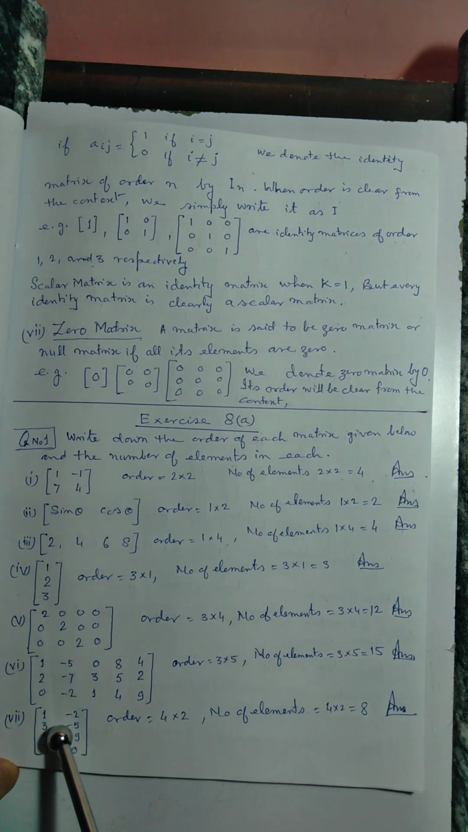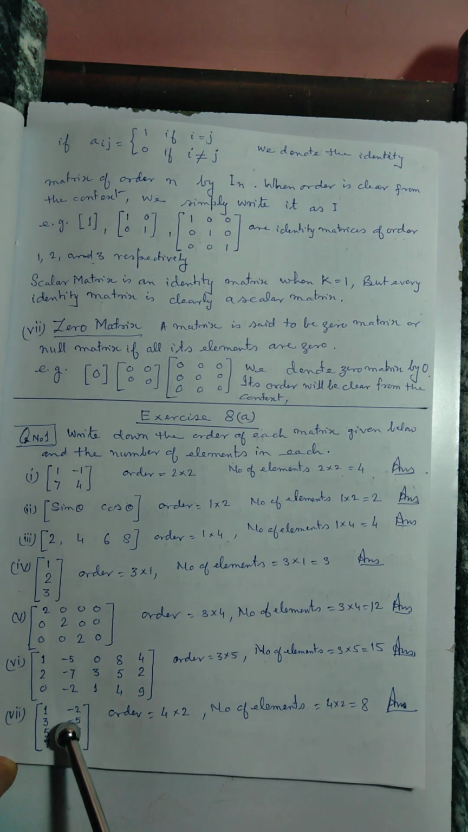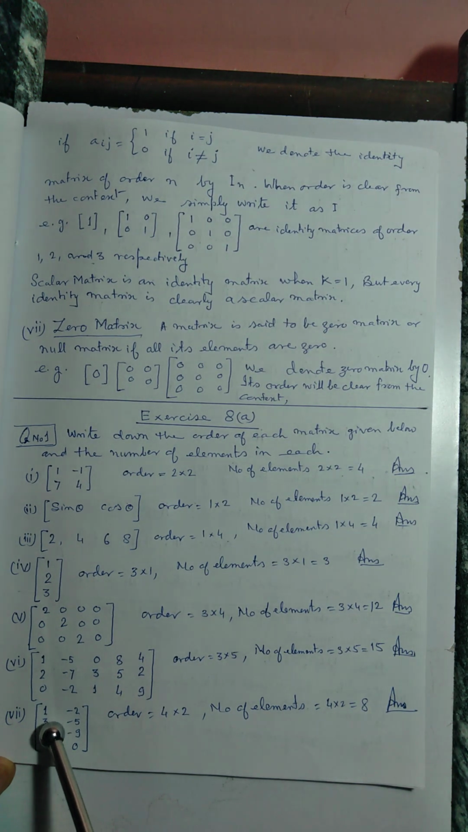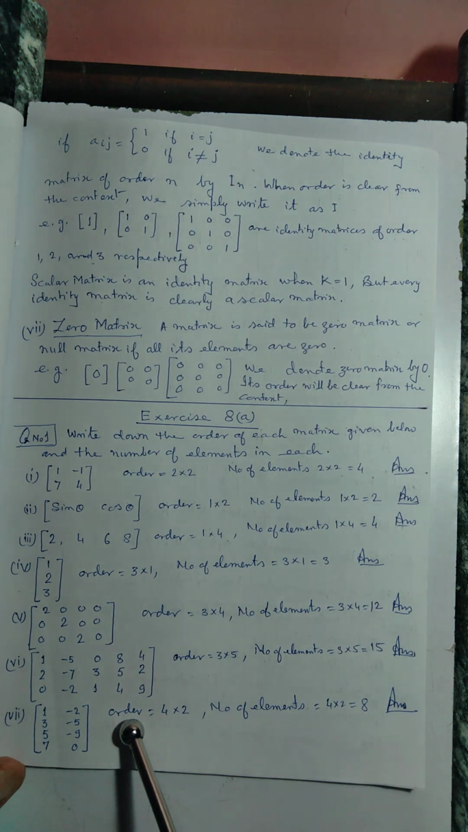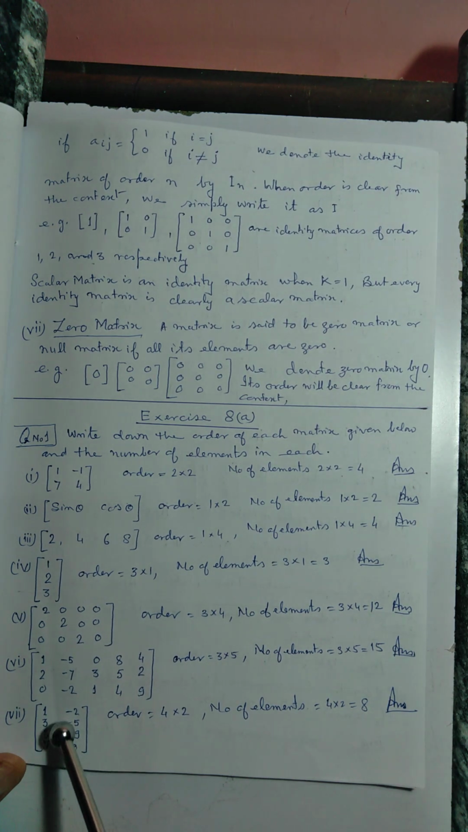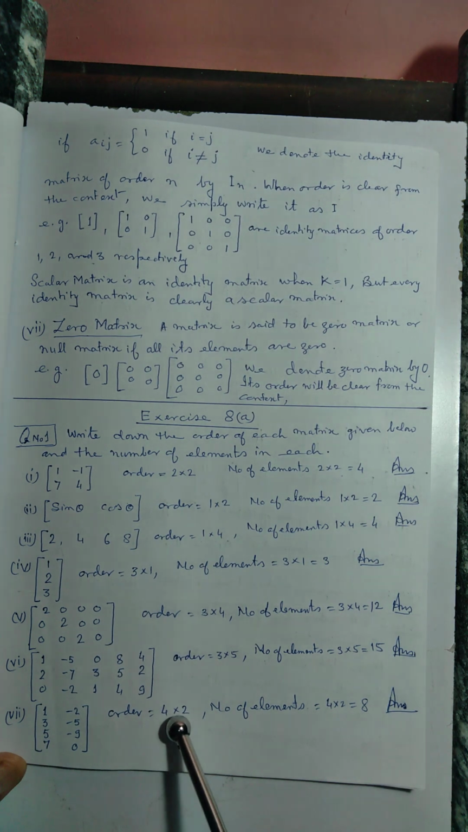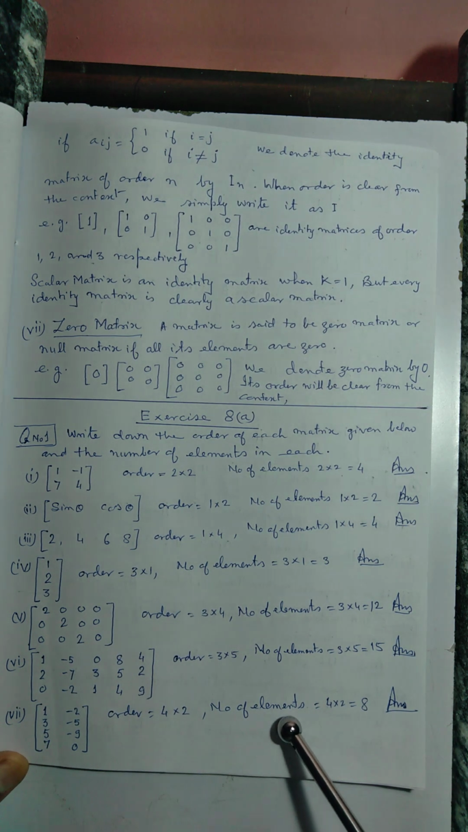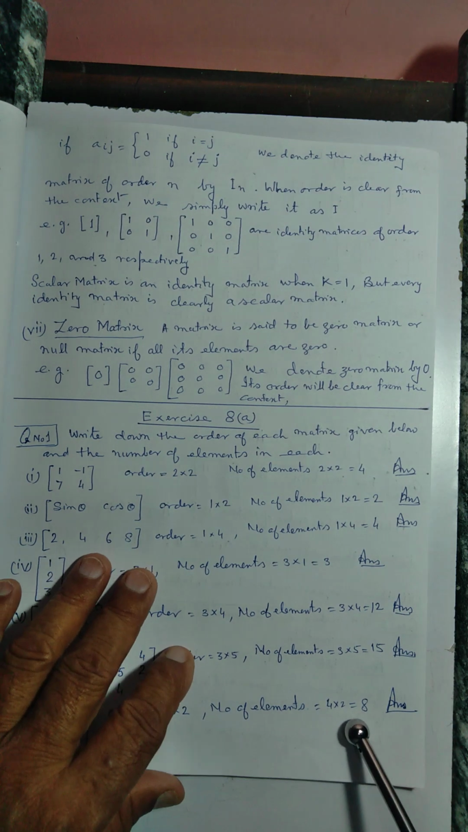Now come to the seventh part of the question, that is 1 minus 2, 3 minus 5, 5 minus 9, 7, 0. The order is, you see the number of rows is 1, 2, 3, 4. So the order is 4 into 2. The number of elements will be 4 into 2, that is 8.